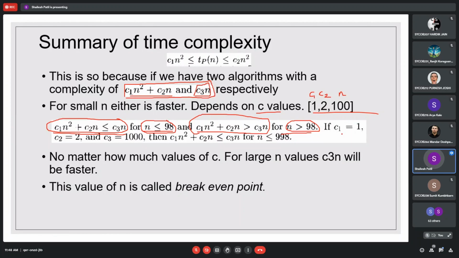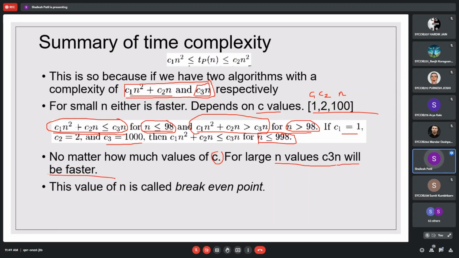Again, if C1 is equal to 1, C2 is equal to 2, and C3 is equal to 1000, in that case n will be 998. It will work for all values less than 998, in the same manner. So no matter how large the value of C, for a large value of n, C3n will be faster. C3n will always work as faster for large values of n.